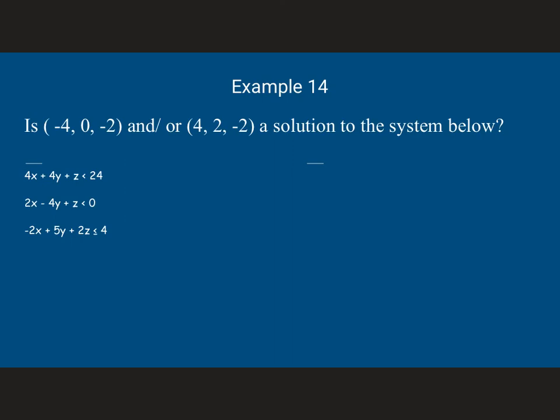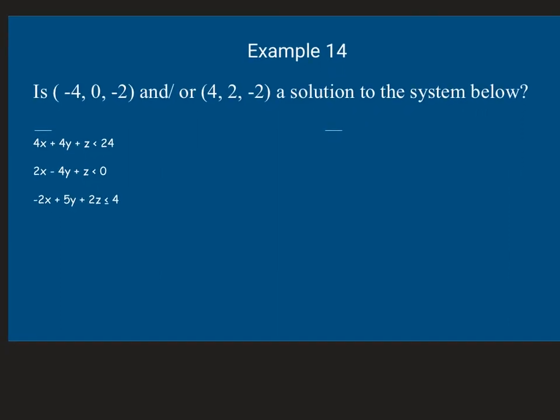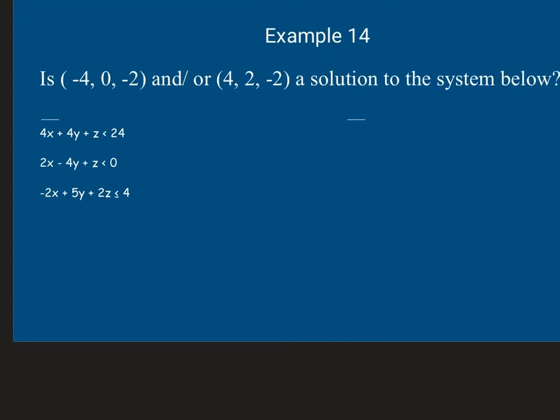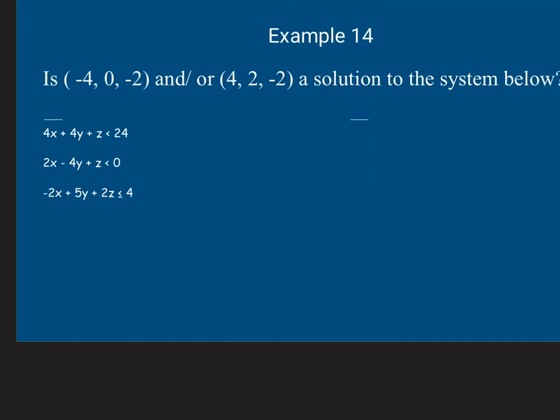So right here it says, is (-4, 0, -2) and (4, 2, -2) a solution to the system below? The easiest thing for me to do here is to substitute. I'm going to substitute these numbers in place of x, y, and z, because again, we know that's x, that's y, that's z. Now, the first equation says 4x plus 4y plus z is less than 24. Well, let's see if that's true for both of these, okay?